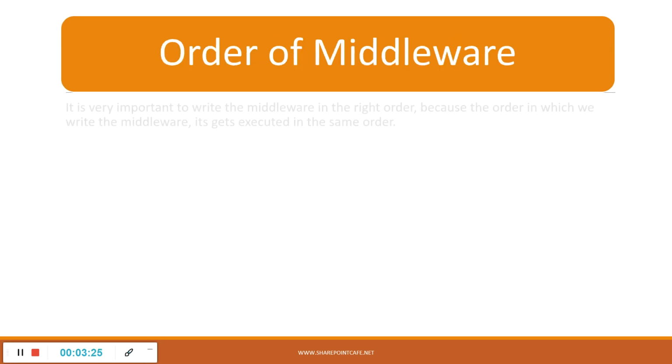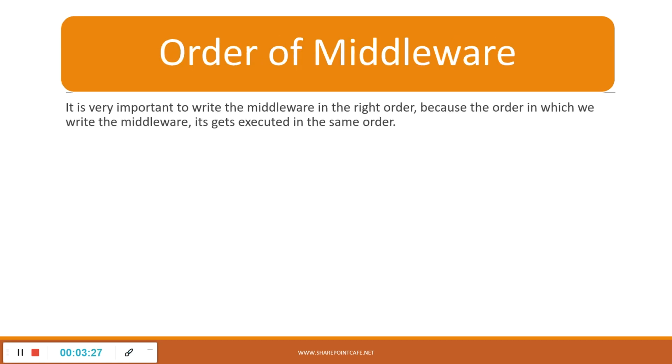Order of middleware. It is very important to write the middleware in the right order, because the order in which we write the middleware is the order in which it gets executed. Why is it important? Suppose you are using two or three middleware, and the third one is dependent on the first middleware. So the first middleware must be executed first and then the third one after that. But if you write the third one at the top, then you might get an exception due to the order of middleware.